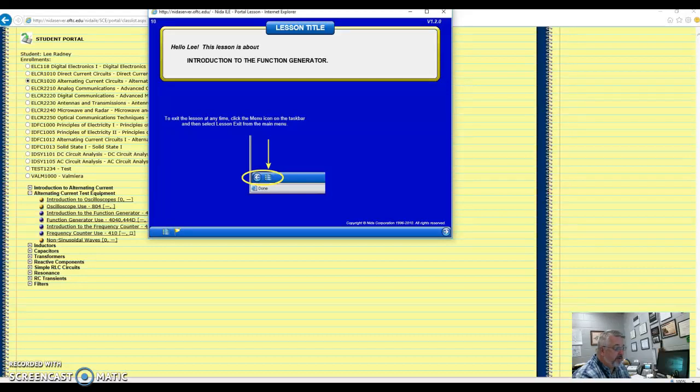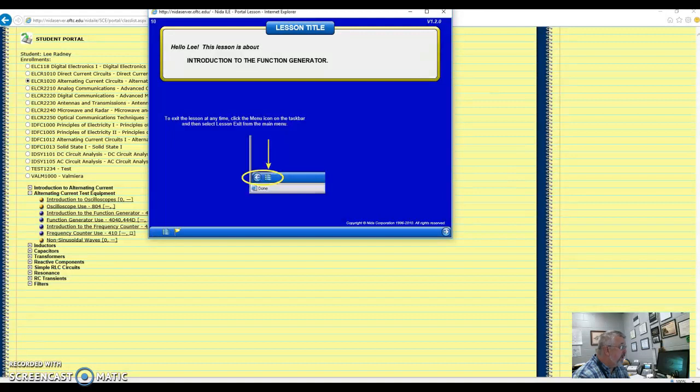Let's talk about a function generator now. A function generator is an output device. Our scope and meters and things are all input devices. We're reading some type of signal and looking at it. But the function generator is kind of the AC version of a DC power supply, and it's more than that, but that's a good starter way of looking at it.